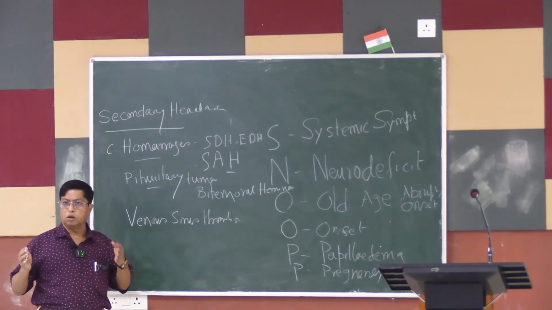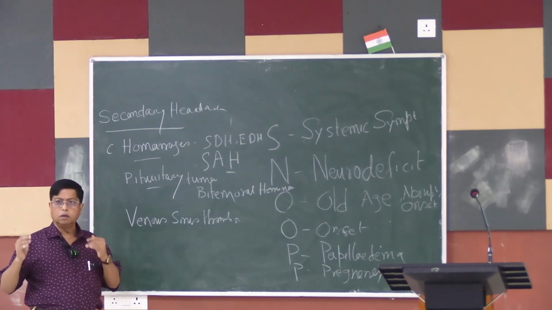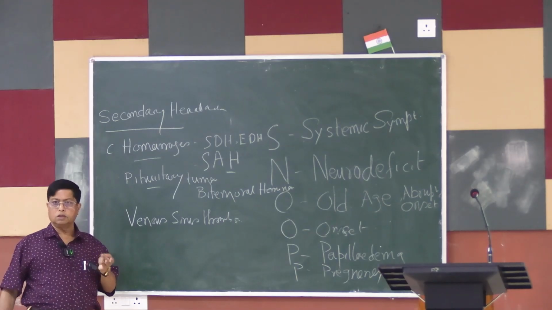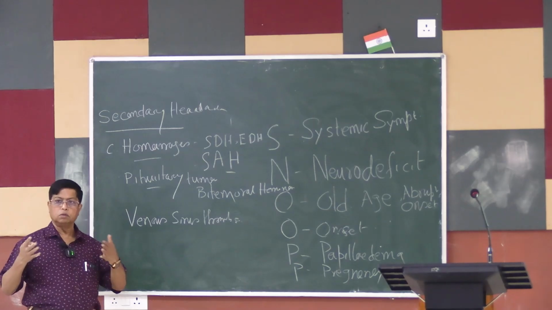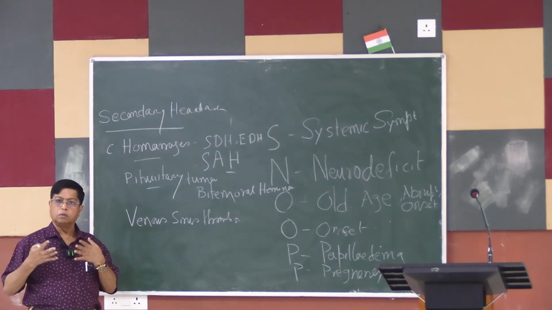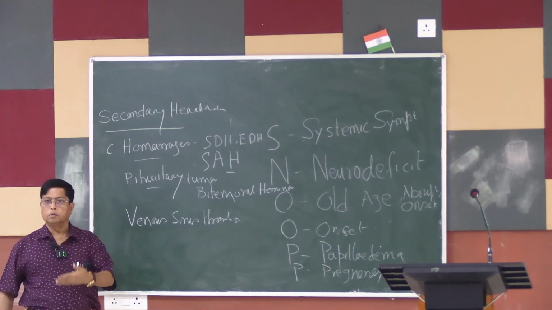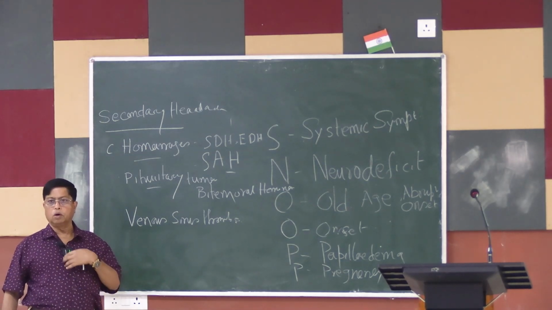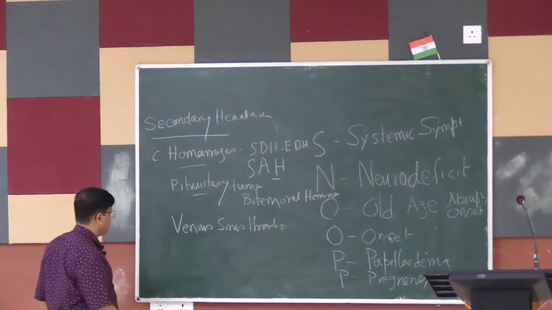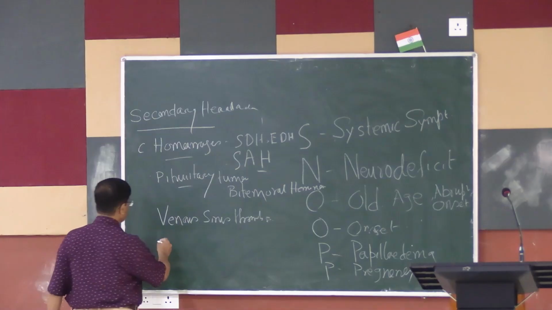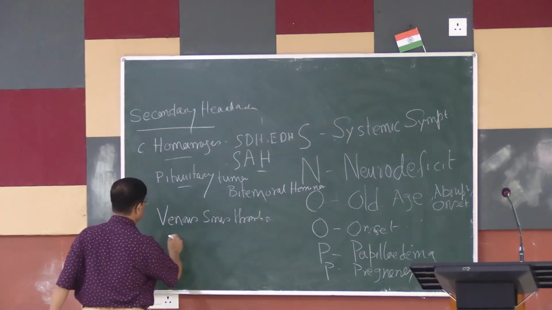Venous sinus thrombosis occurs when there is a hypercoagulable state. What are the hypercoagulable states? Pregnancy, patients taking oral contraceptives, protein deficiency, factor V Leiden, and also other factors having a propensity to develop hypercoagulability. These cause venous sinus thrombosis. It can also develop from infection.